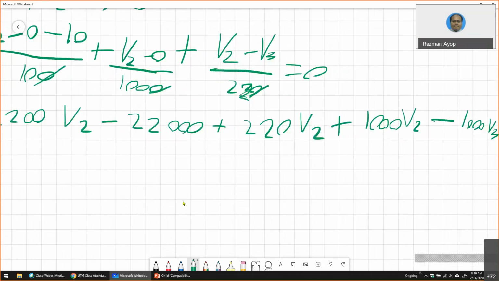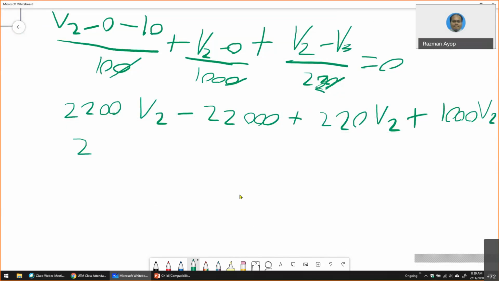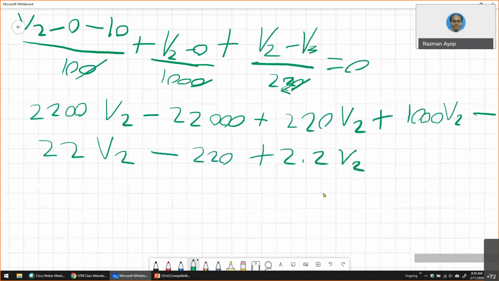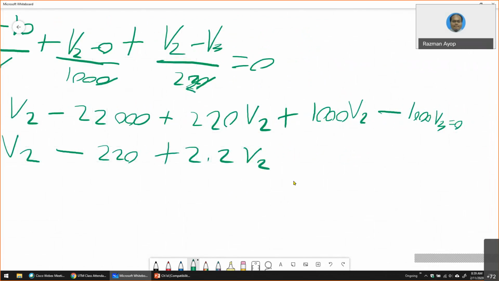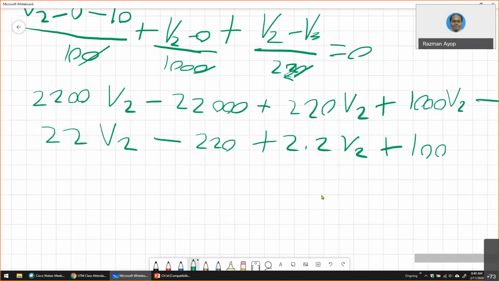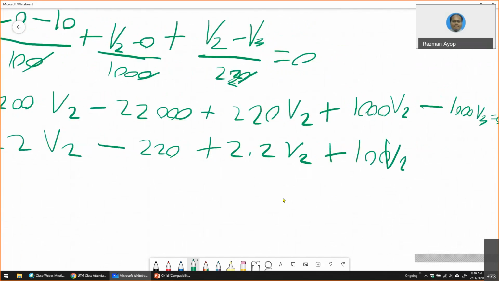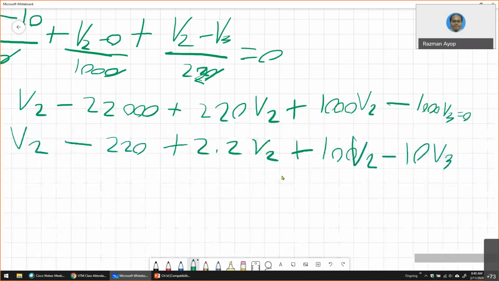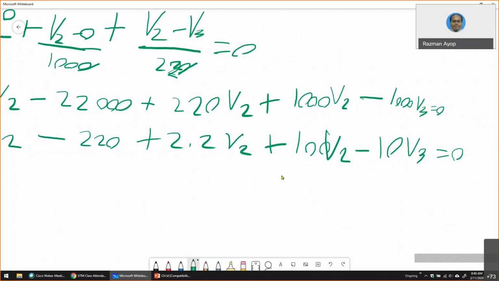So you can cancel more. 22 V2 minus 20, okay, plus 2.2 V2, okay, plus 100, okay, oh, 10 V2 minus 10 V3, okay, equals to 0.